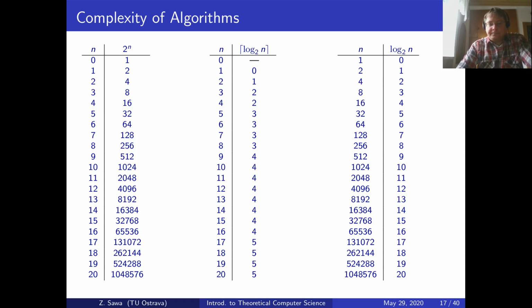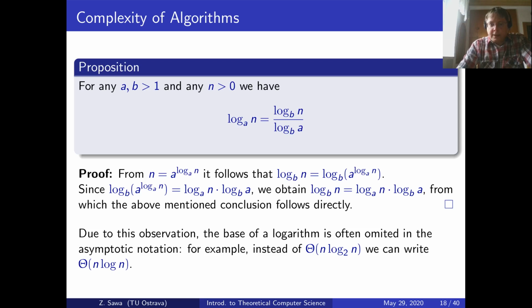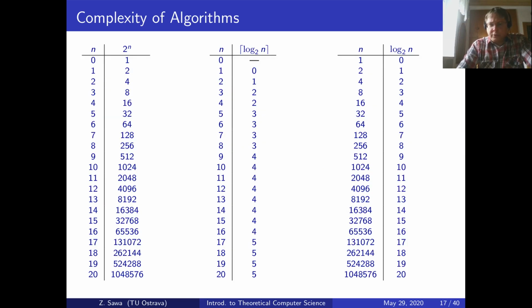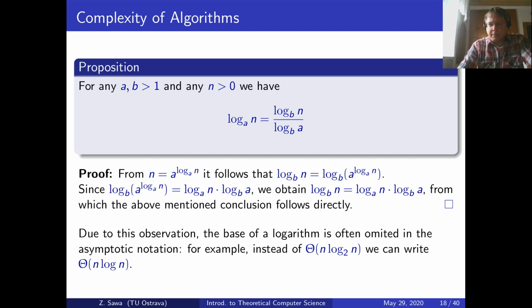And so now we have some idea how fast the exponential function grows. Exponential functions grow rather fast, and logarithms grow rather slowly. I will also mention one property of logarithms. You may have noticed that sometimes I have omitted the base of the logarithm. I have written just logarithm of n in the use of asymptotic notation.